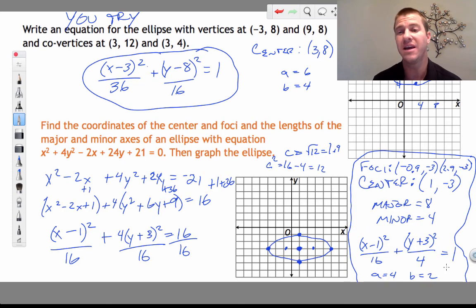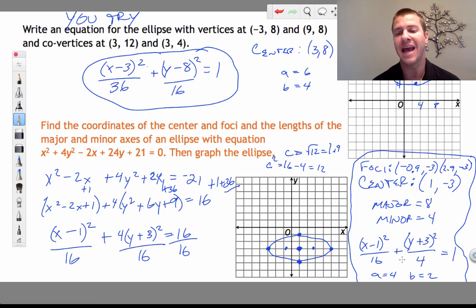And here's the answers to the second one. You had the center at 1, negative 3 after I added 1 for this one, and I had to add 9 inside the parentheses, but there was this 4 outside, so I really added 36, which meant I had to add 36 out here. That makes this 16. Divide by 16, I get 16 for the x and 4 in the denominator under the y, which means it's a horizontal because the x has the larger denominator.